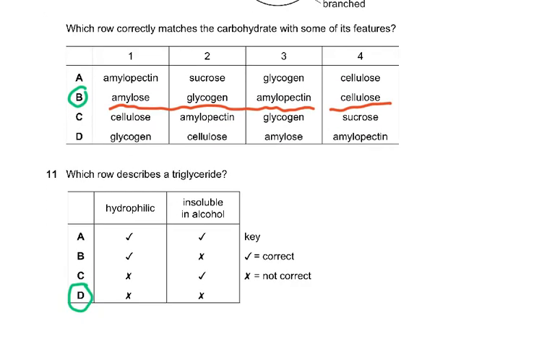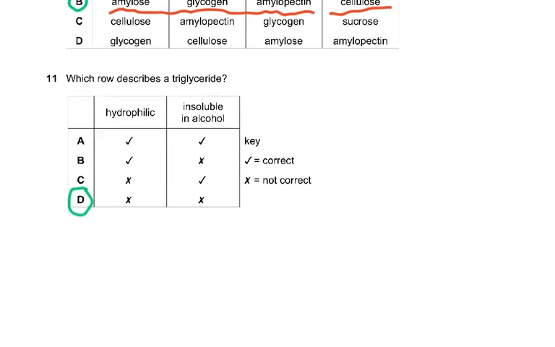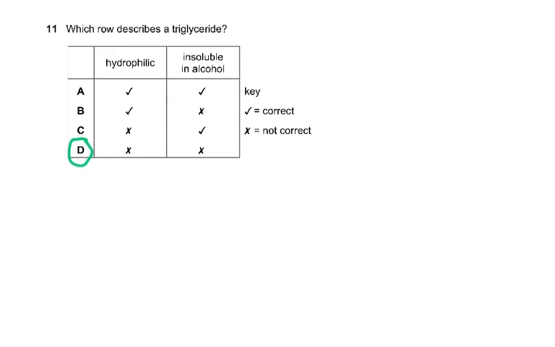Then coming to 11, which row describes a triglyceride? Which row describes a triglyceride? Hydrophilic and insoluble in alcohol. No, it is hydrophobic and it is soluble in alcohol.